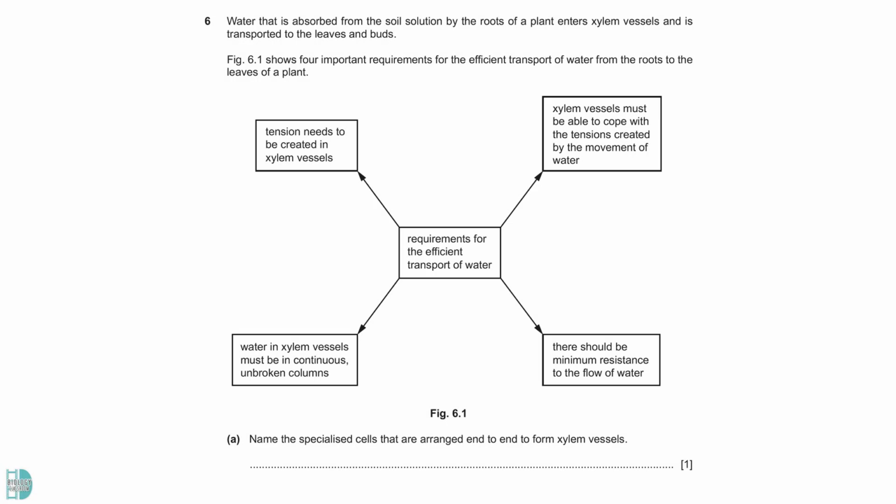Figure 6.1 shows the requirements for the efficient transport of water from the roots to the leaves. The specialized cells arranged end-to-end to form xylem vessels are called xylem vessel elements. The question wants you to name the cell, so the tissue name xylem alone will not be credited.